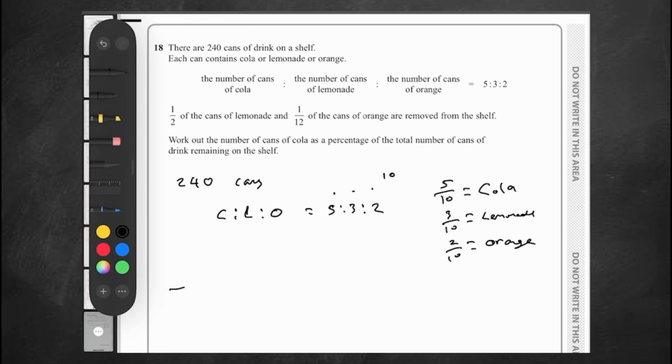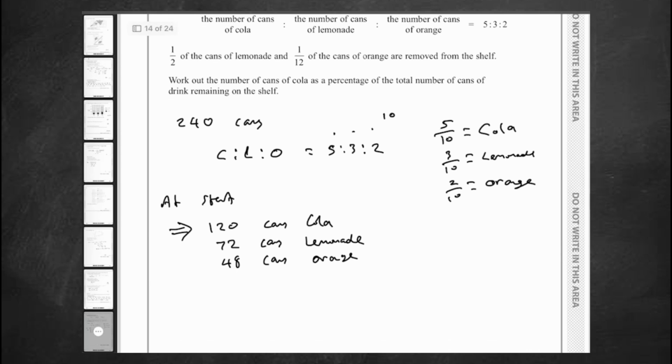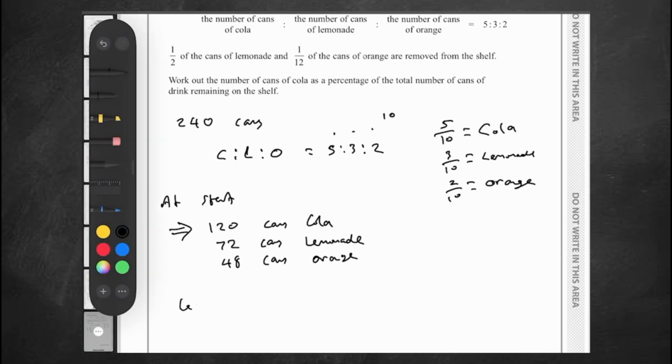which means, therefore, at the start, we're going to say 120 cans of cola. I'll just write at start. 3 out of 10 is going to be 72 cans of lemonade, and 2 out of 10 is going to be 48 cans of orange. Now we can look at the second part. Half of the cans of lemonade are removed from the shelf. So lemonade 72 goes down to 36, and 1/12 of the cans of orange are removed.